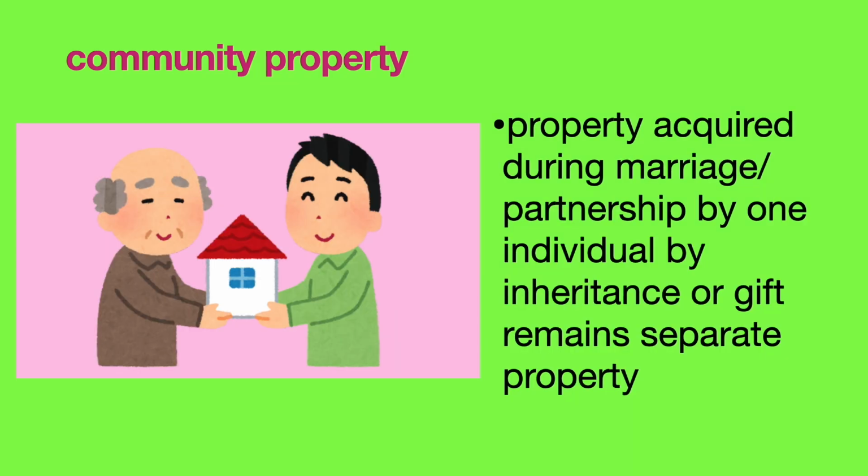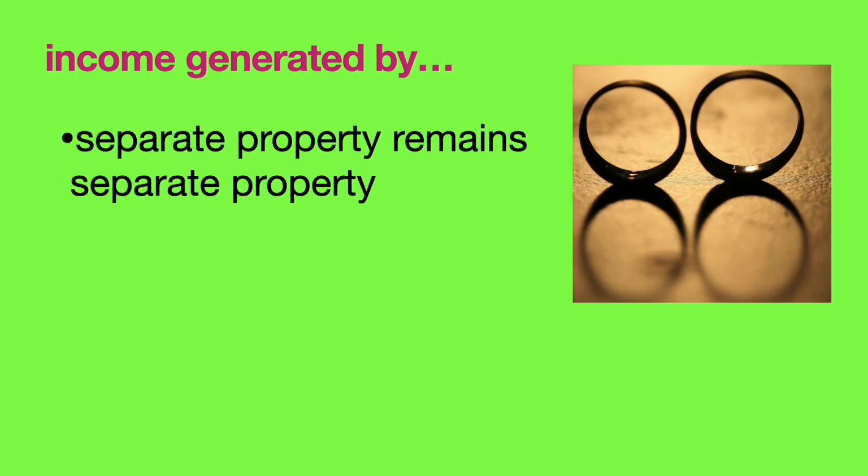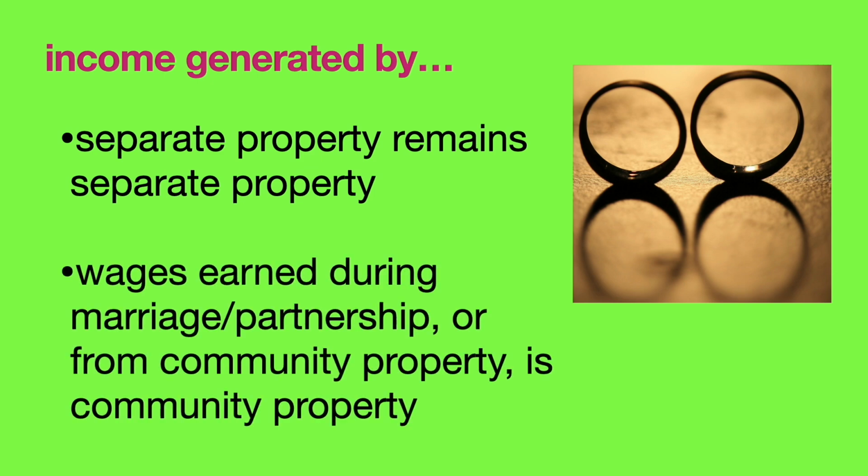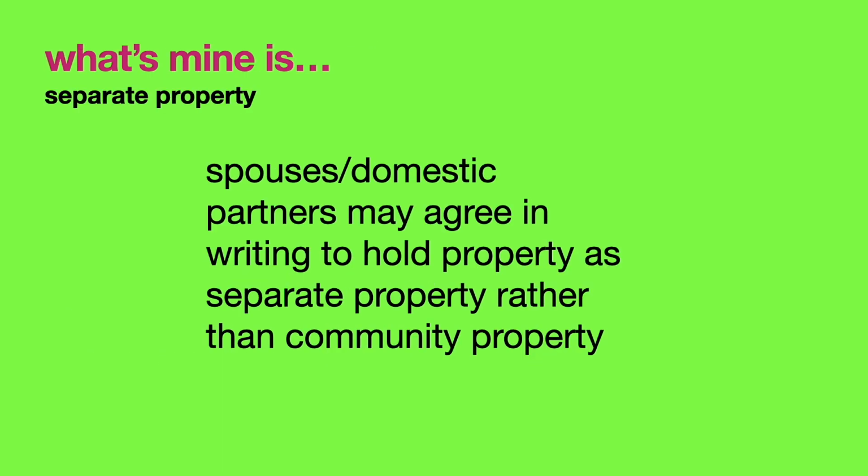Property acquired during the marriage partnership by one individual by inheritance or gift remains separate property. Income generated by separate property remains separate property. Income generated by wages earned during the marriage or from community property is community property. The spouses, domestic partners may agree in writing to hold property as separate property rather than community property.